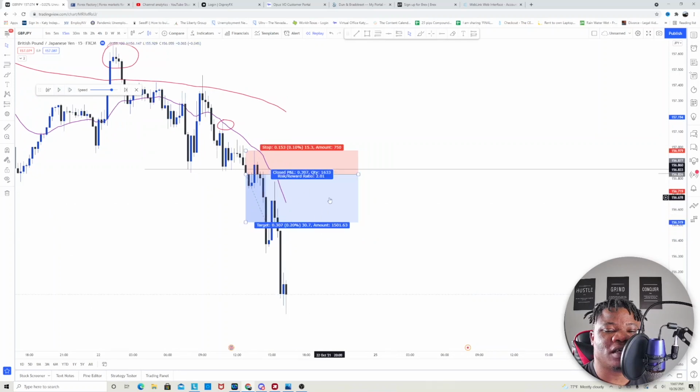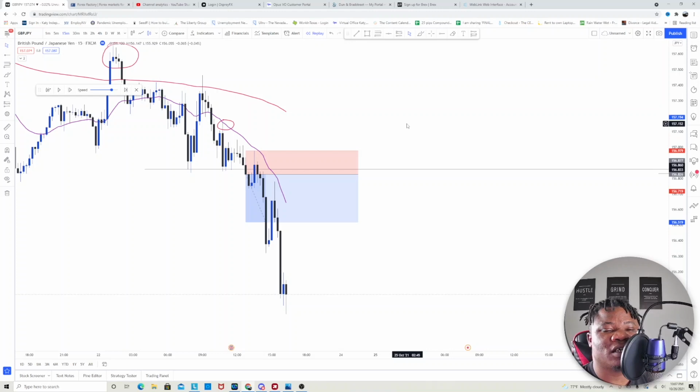So right there, as you guys can see, we got our take profit target smashed. So guys, this is exactly how you use this strategy to take a buy position and a sell position using the 25 and the 200 EMA whenever you're scalping.